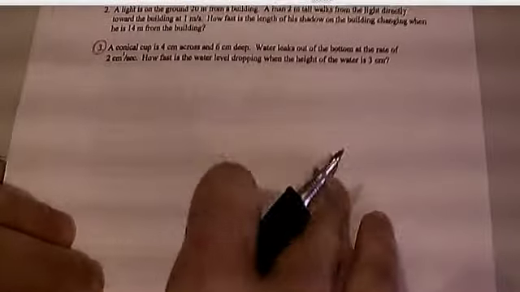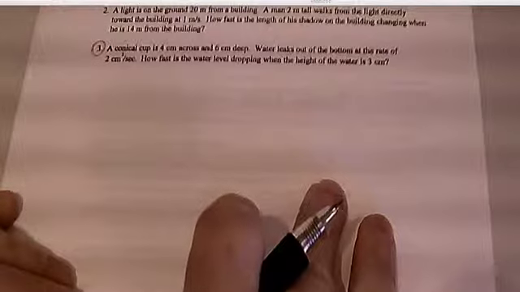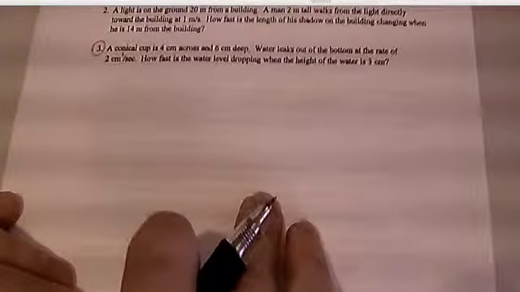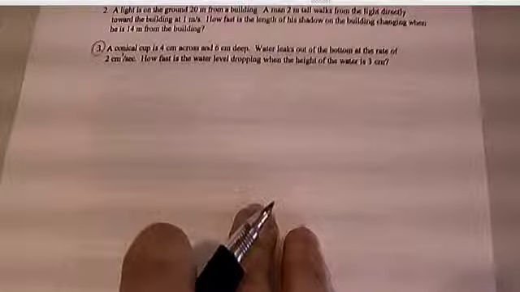A conical cup is 4 centimeters across and 6 centimeters deep. Now, if you ever played sports, you know that sometimes they have water jugs with a little stack of cups on the side, and you just pull the cup out, and it's almost like a snow cone sort of cup. It's a cone, right? And that's what it's talking about. A conical cup is 4 centimeters across and 6 centimeters deep. So let's go ahead and draw that. Remember, our first thing that we need to do is draw the scenario.